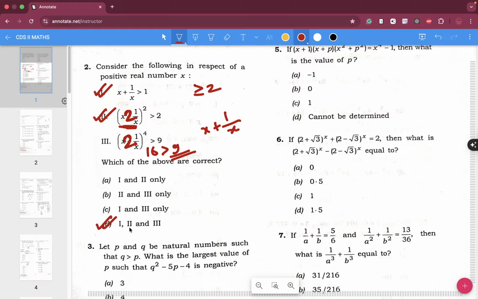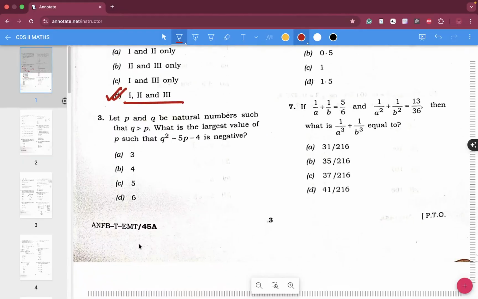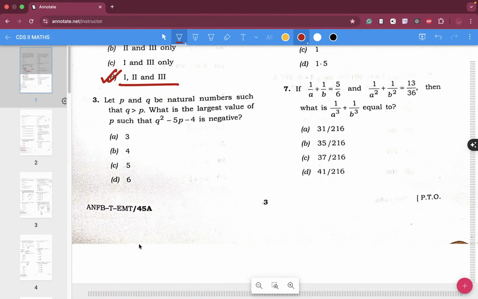So for this question, statements 1, 2, 3, all these 3 will be the correct answers. Easy. Now let's move on to the third question. Okay, so we'll move to the third question.